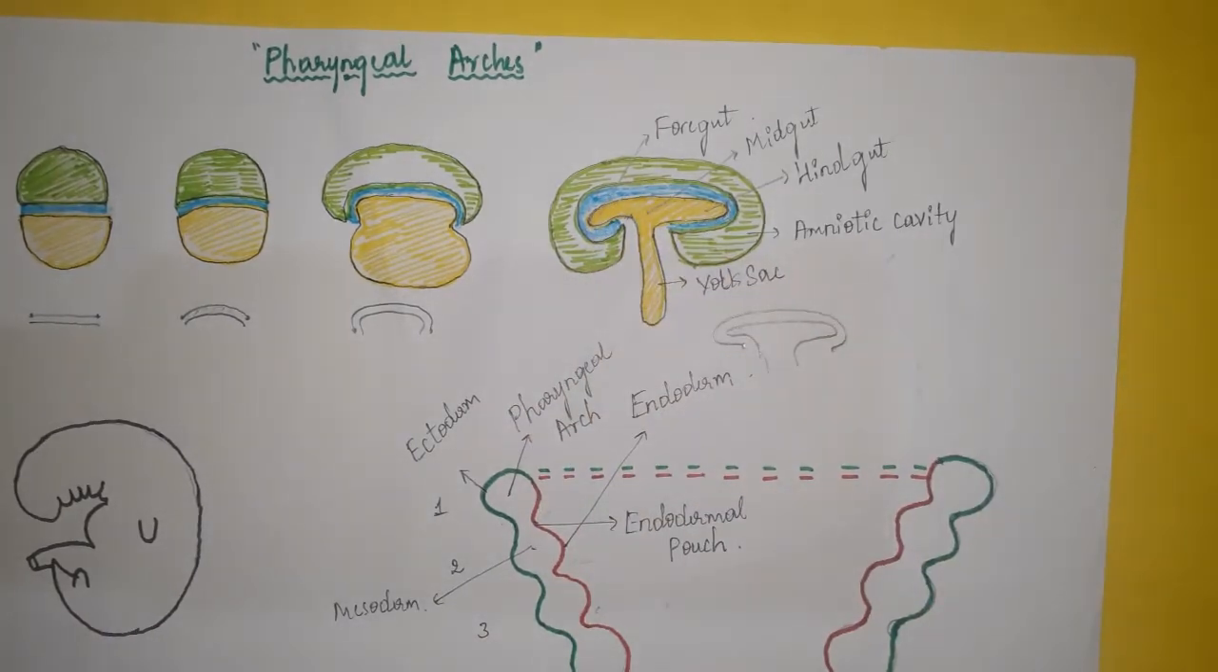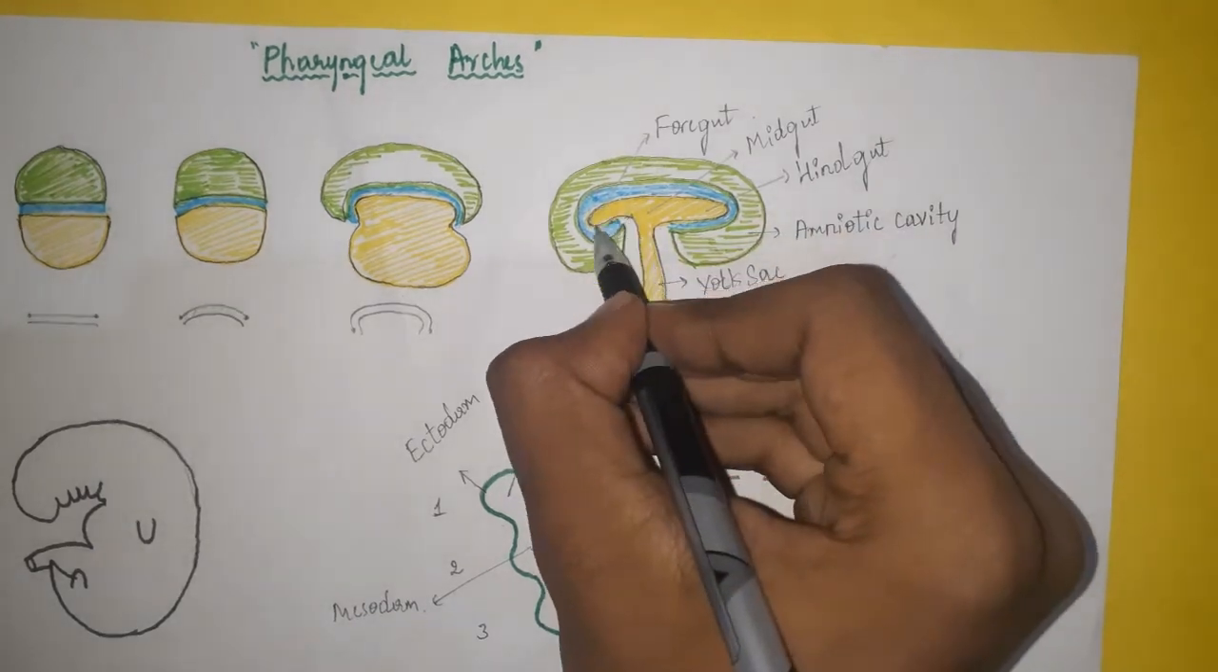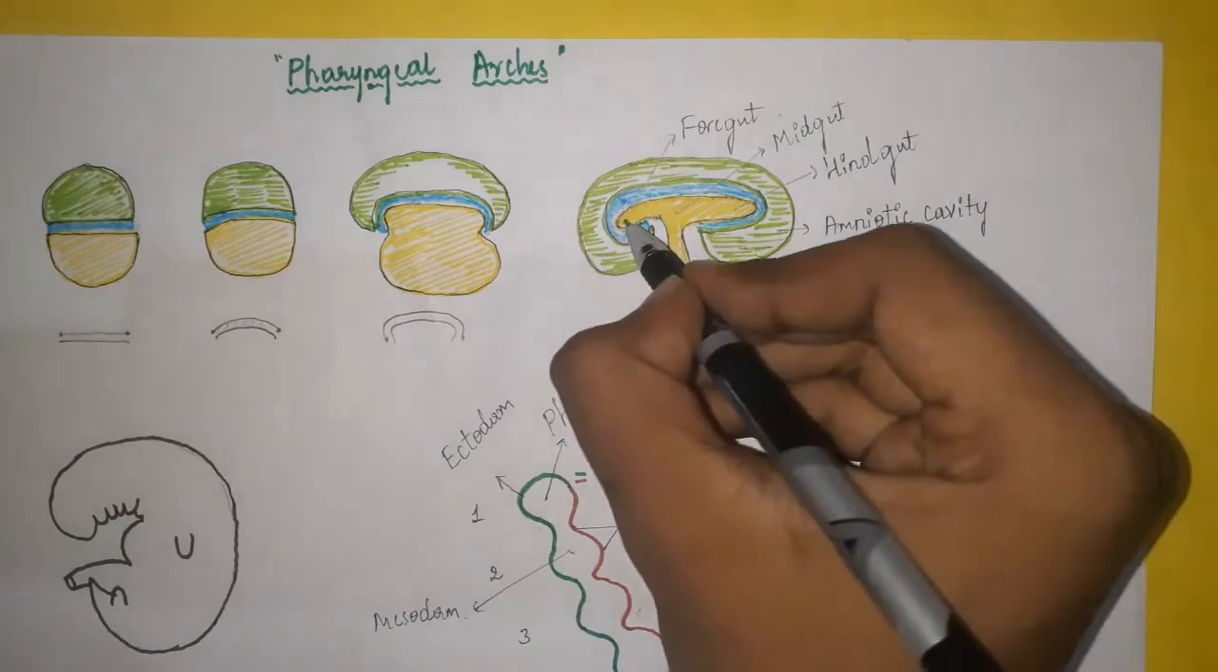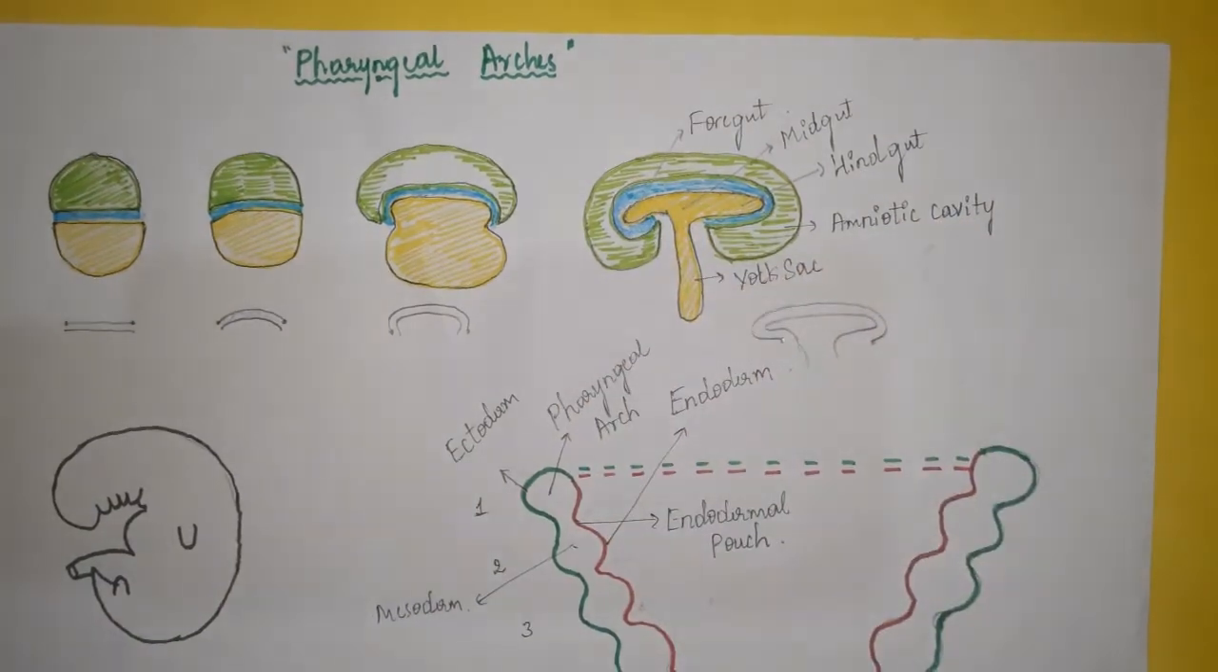So, pharyngeal arches definition. Pharyngeal arches are the mesodermal thickenings of the cranial most part of the foregut wall. Okay, this is the cranial most part. The cranial most part of the foregut forms the pharynx in adults. Okay, this is the wall of the foregut. This is the mesoderm, right? What happens to the mesoderm is it forms rod-like thickenings. Okay, these rod-like thickenings of the mesodermal part of the cranial most part of the foregut are called pharyngeal arches.